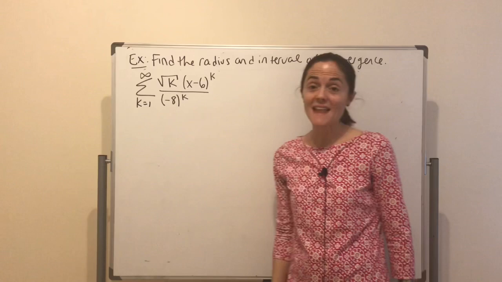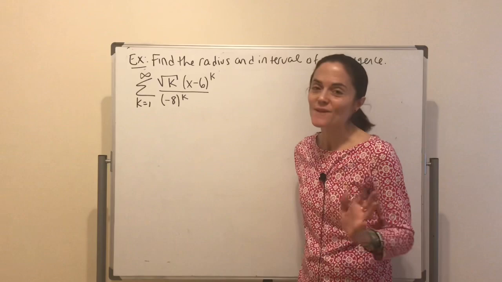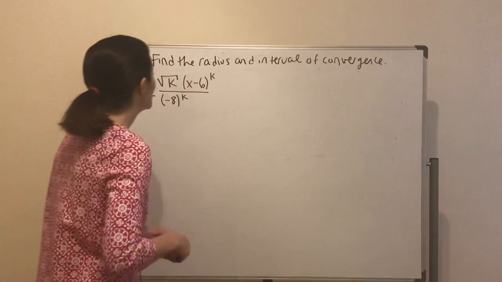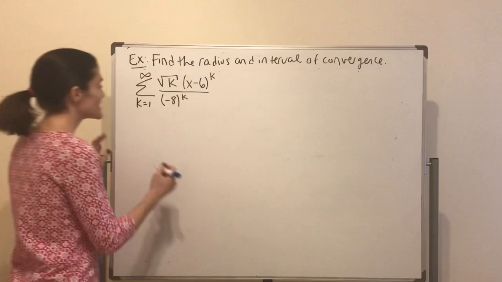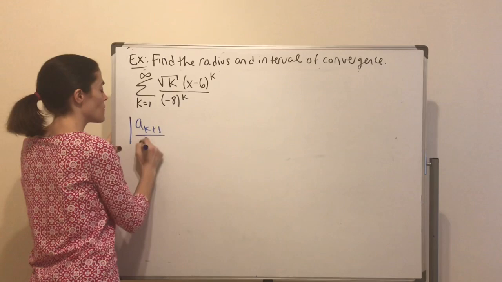This is my last example, and then I will point you towards my example video where you can watch a few more if you want, or you can get started on problems, homework yourself. Okay, so we have one more power series. We need to find the radius and interval of convergence. Ratio test. We look at the absolute value AK plus 1 over AK.